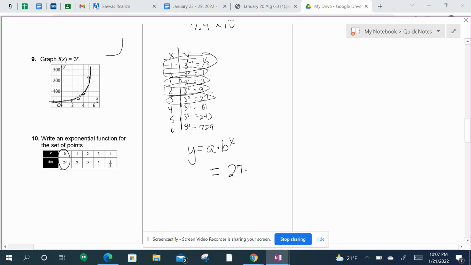And then b stands for the common multiplier. Well, in this case, I'm dividing by 3 each time, but my formula doesn't give me an option to divide by 3, so I have to remember division by 3 is the same as multiplication by 1/3. So my formula would be y equals 27 times 1/3 to the x power.